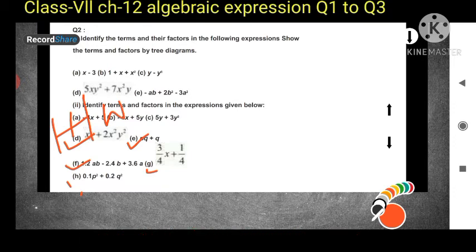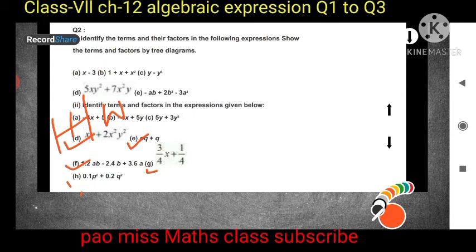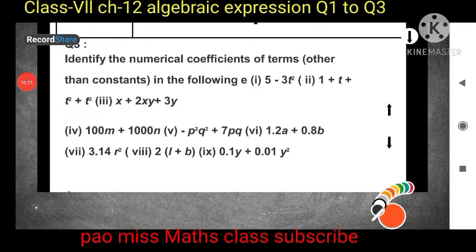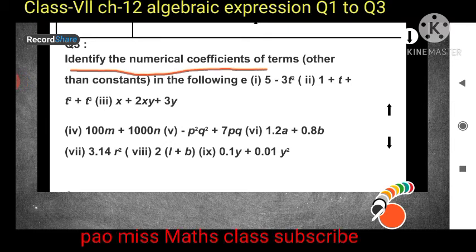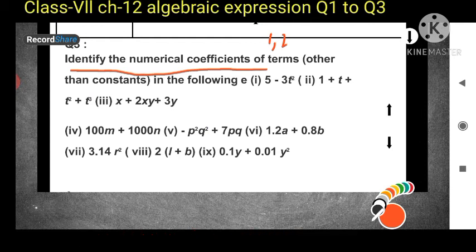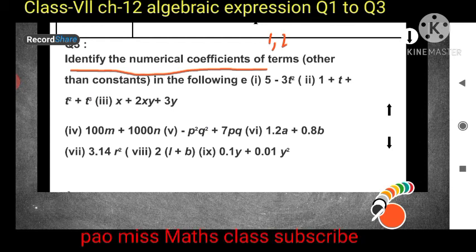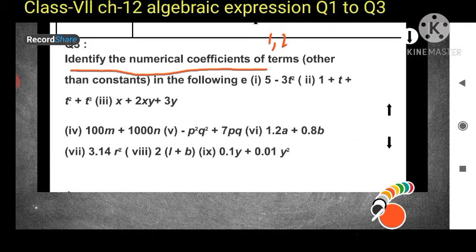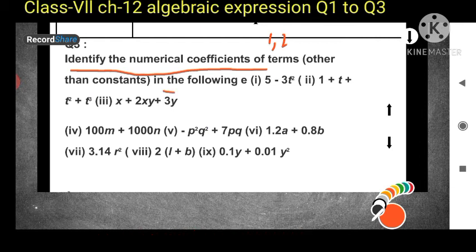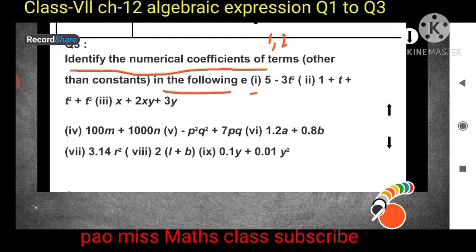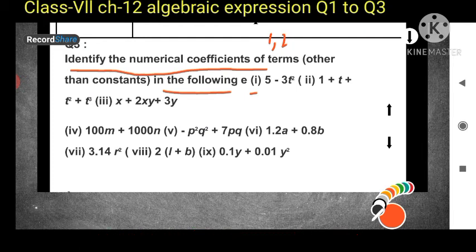Now come to the next question, question number 3. Identify the numerical coefficients. Numerical means number, like 1, 2, 3, 4. Numerical coefficients of terms other than constant, means not constant. Excluding the constant, you will find the numerical coefficients in the following. Now A is given: the following question, A, is question number 1.